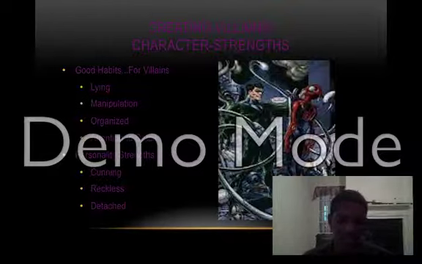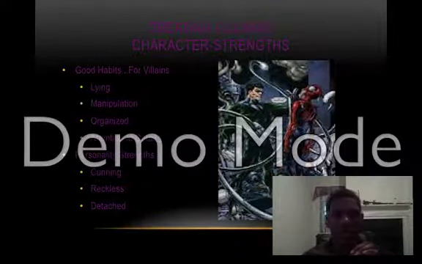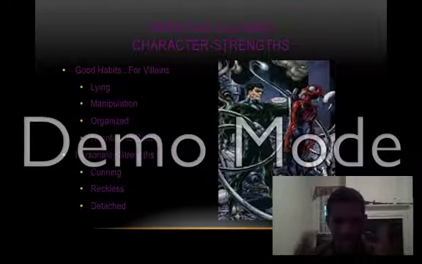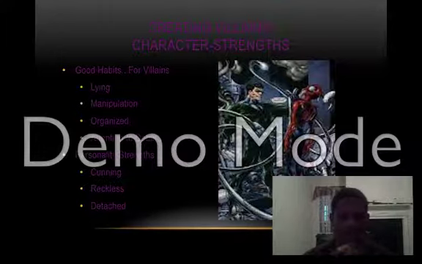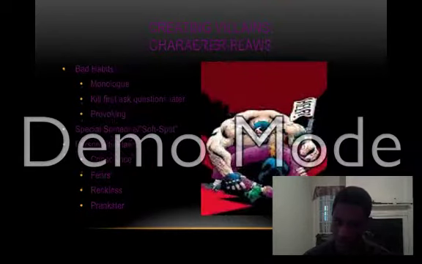A villain is supposed to have strengths, right? Well, yeah. But for the most part, you want to make them not just super strengths and stuff like that, but human strengths. Cunning, recklessness, all these things can be strengths, but some of these things can also be downfalls, flaws.